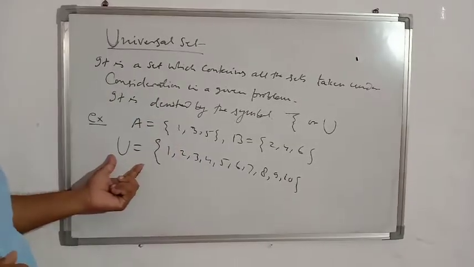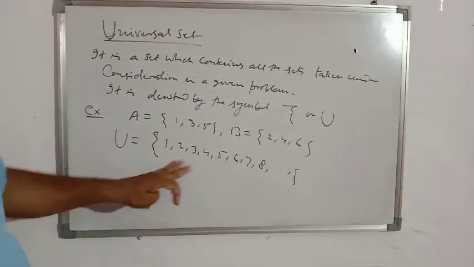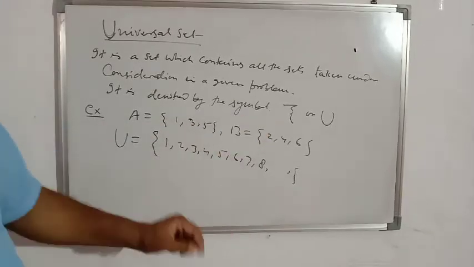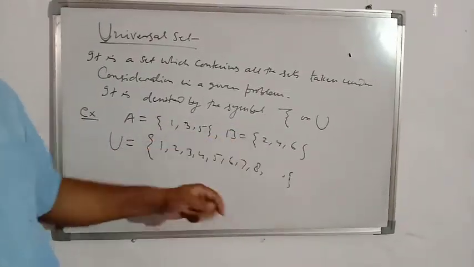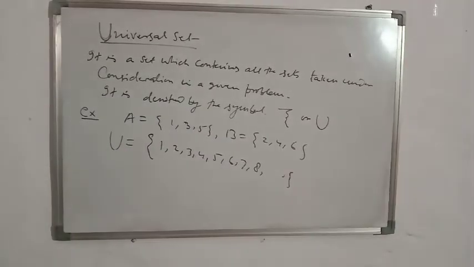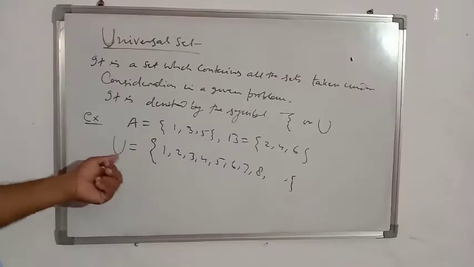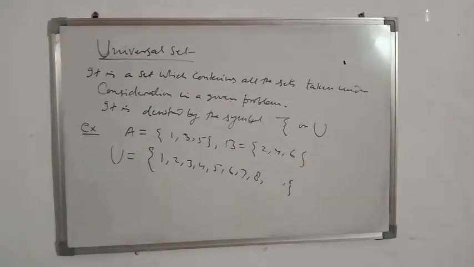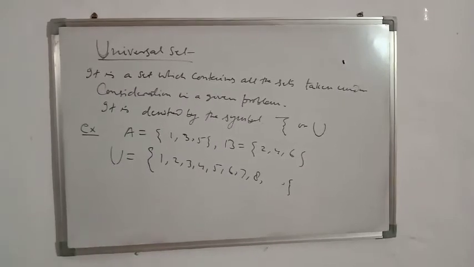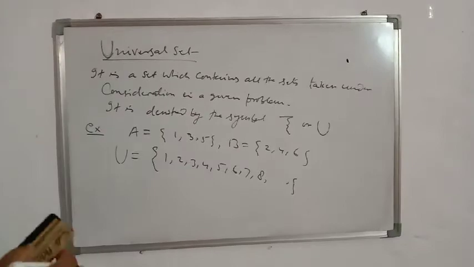The universal set is not unique. We can take up to 8 also. It also contains both the sets. You can take from 1 to 20 also. It will also contain A and B. So the universal set of a particular problem is not unique. There may be many universal sets for a given problem. So this is the universal set. It is represented by these two symbols.